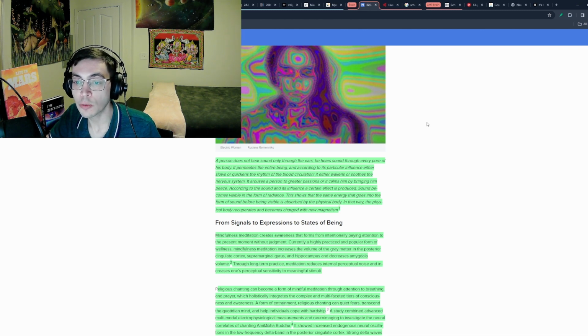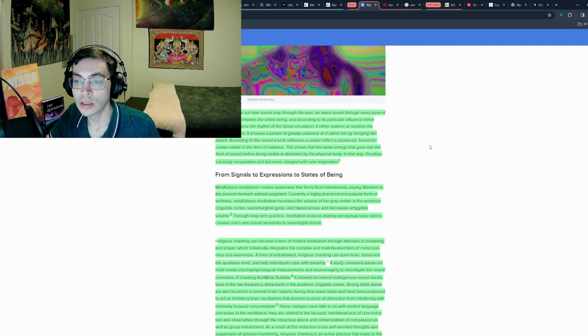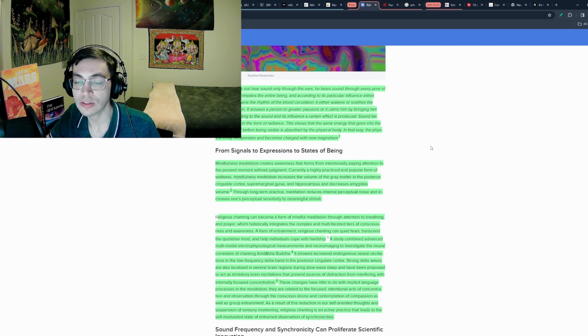It permeates the entire being, and according to its particular influence, either slows or quickens the rhythm of blood circulation. It either wakens or soothes the nervous system. It arouses a person to great passions, or it calms him by bringing him peace. According to the sound and its influence, a certain effect is produced. Sound becomes visible in the form of radiance. This shows that the same energy that goes into the form of sound before being visible is absorbed by the physical body in the way that physical bodies reciprocate and become charged with new magnetism.